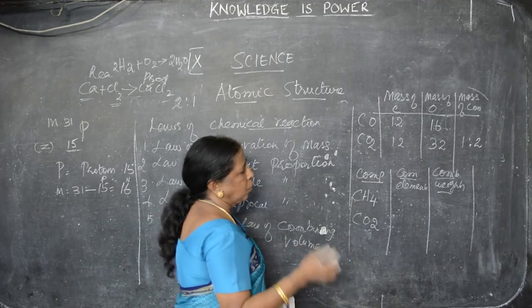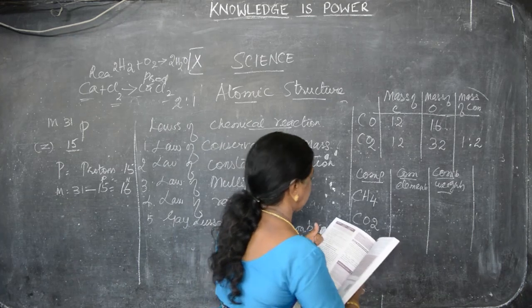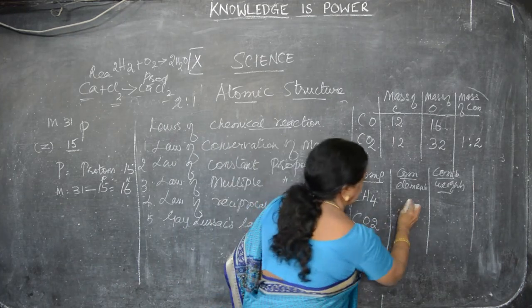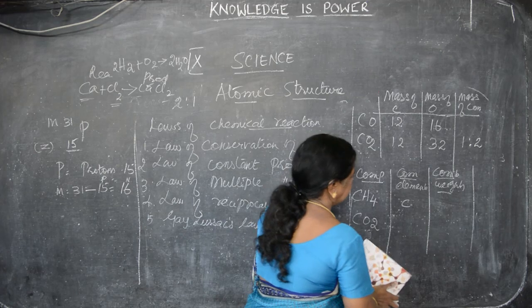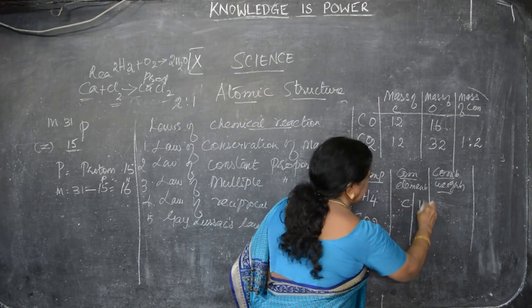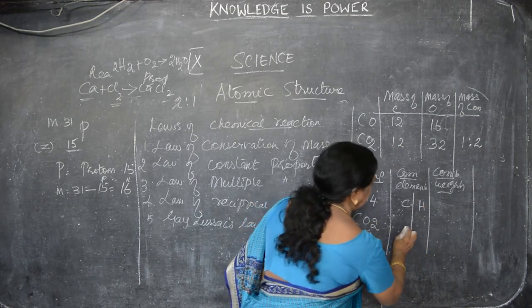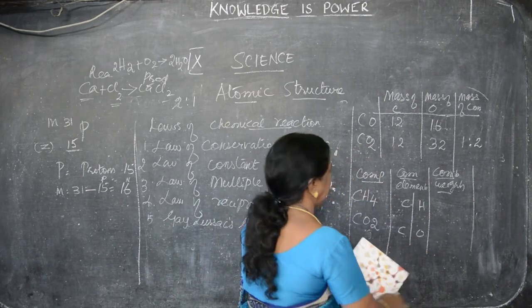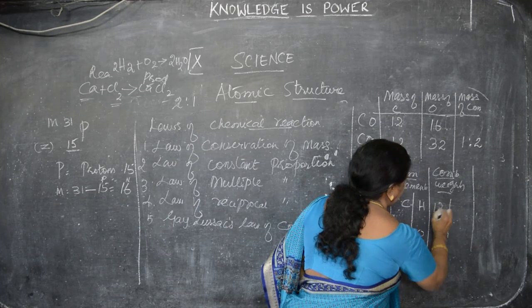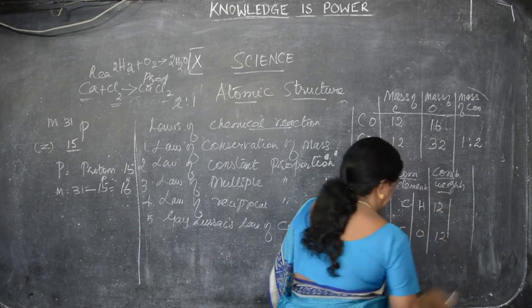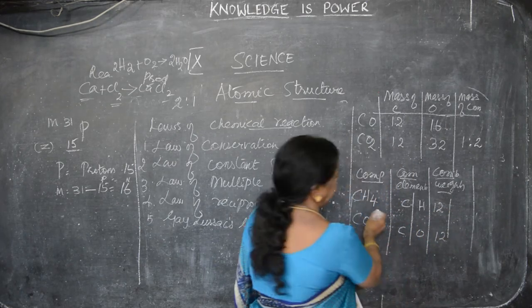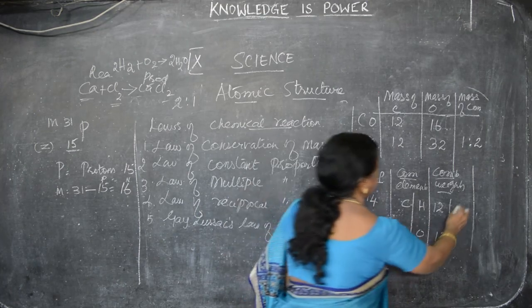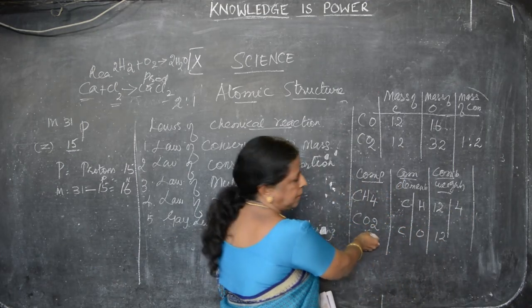Then what are the compounds' combining elements? Here carbon, then hydrogen. Here the combining elements are carbon and oxygen. What's the ratio? Carbon, 12 only. Hydrogen, I said already, how many hydrogen there? 4 hydrogen. Here oxygen how many? 2.